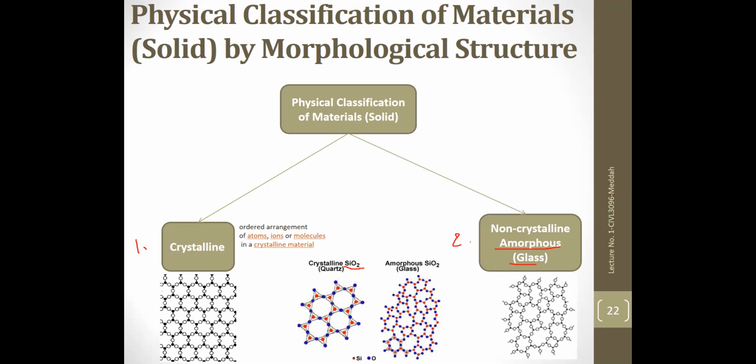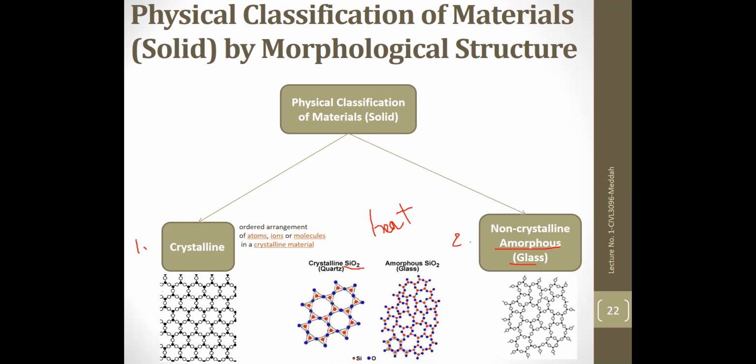What makes the change from crystalline to amorphous? Also, it is the heat or the thermal treatment. So by thermal treatment to high temperature, we can change the structure of a material from crystalline to a non-crystalline material. So this property is very important for reactive materials.